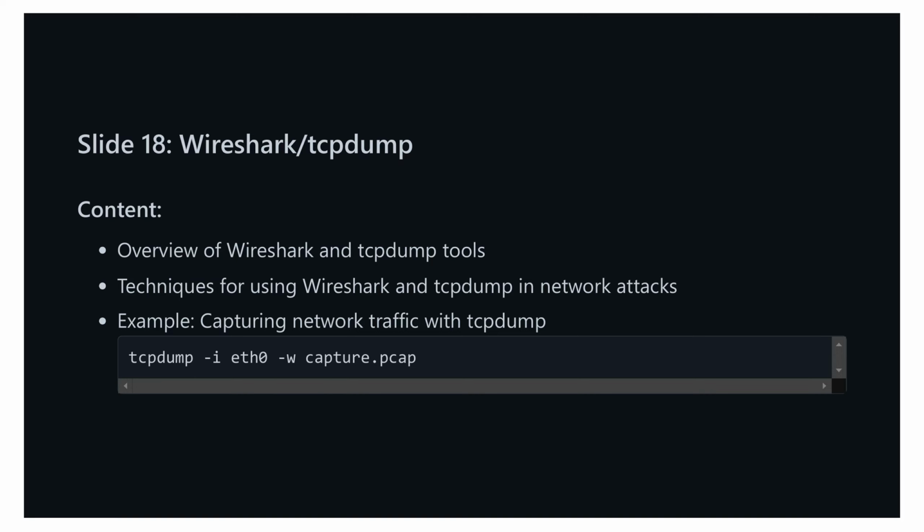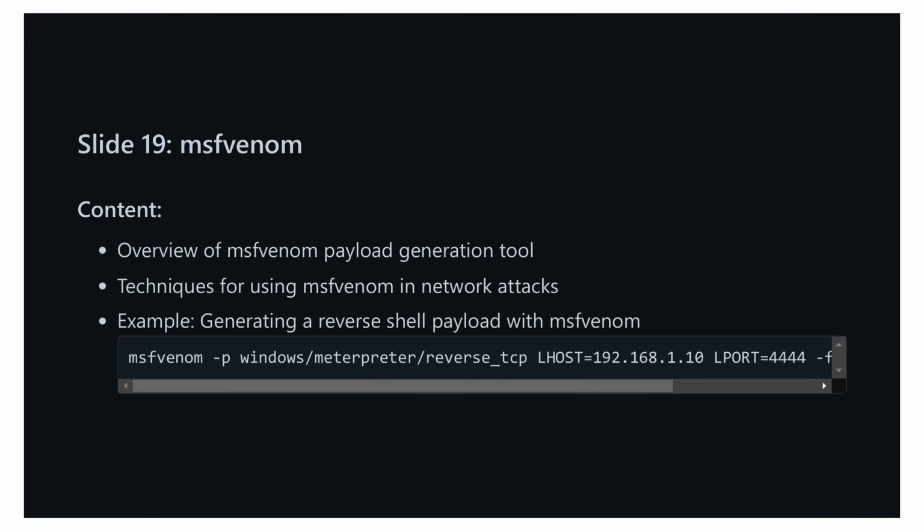Next, we'll dive into the MSFvenom tool on slide 19. Here, we'll cover the use of MSFvenom for generating payloads, specifically focusing on creating a reverse shell payload. Continuing from our discussion on network traffic analysis tools like Wireshark and tcpdump, let's delve into MSFvenom, which is the focus of slide 19.